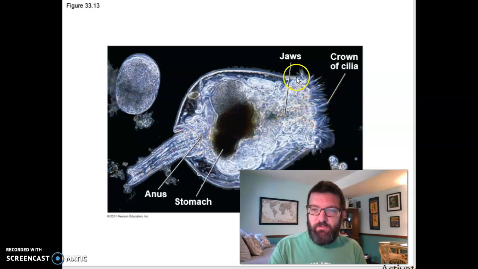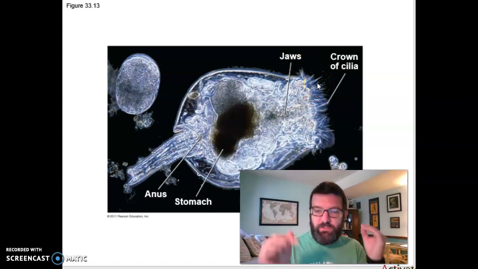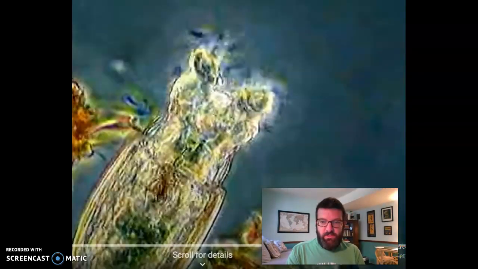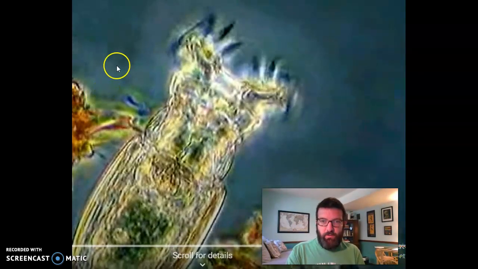And their characteristic structure are these cilia up here. It's called a corona because it looks like a crown and it moves, and I'm going to show you a video here in a moment. And this is what they look like when they're moving.